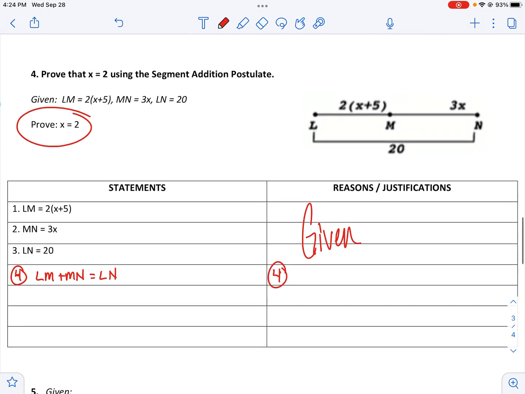But what theorem or postulate tells me that I can add 2 segments to get a bigger segment? Well, as a little hint here, it is the segment addition postulate. So I always start with the givens, and then I'll look for some relationship, some theorem or postulate that tells me what equation I could set up in letters or what relationship I have in letters.